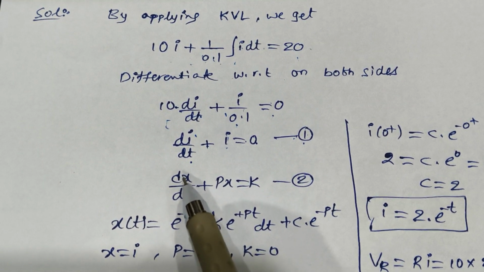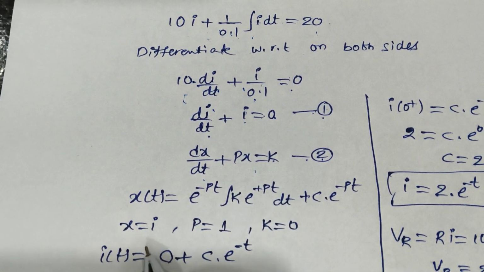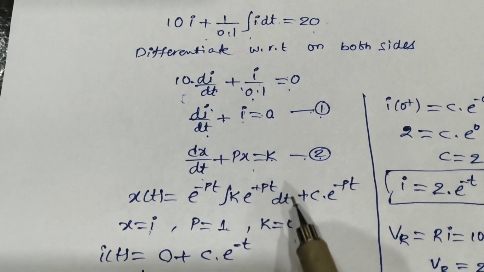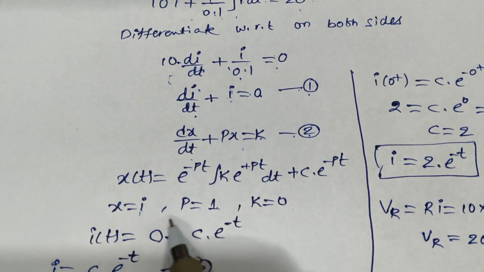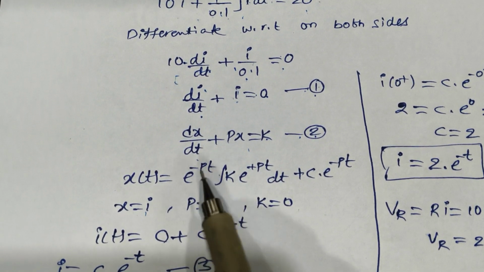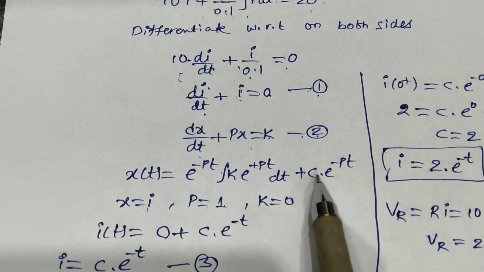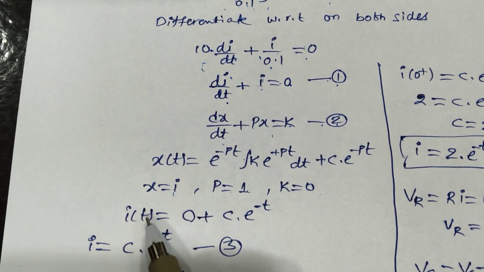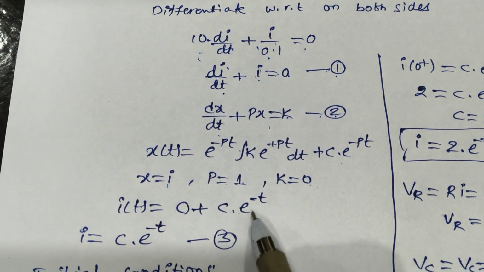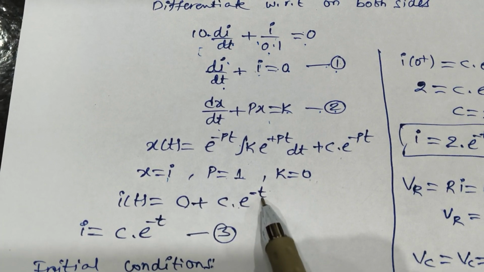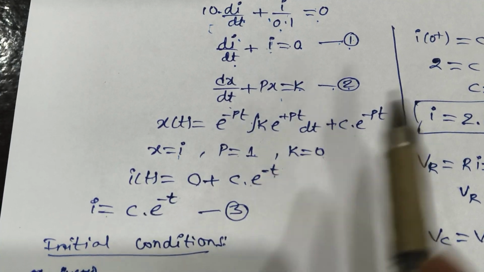The standard differential equation is dx by dt plus px is equal to k. By comparing the first equation and this second equation, you will get x is equal to I, p is equal to 1, k is equal to 0. By substituting these terms in the solution, x of t is equal to e power minus pt integral k into e power plus pt into dt plus c into e power minus pt, you will get I of t. Because the k term is equal to 0, the first term will be 0, and only the second term will remain, c into e power minus pt, with p equal to 1, that is e power minus t. So I is equal to c into e power minus t, which is the third equation.